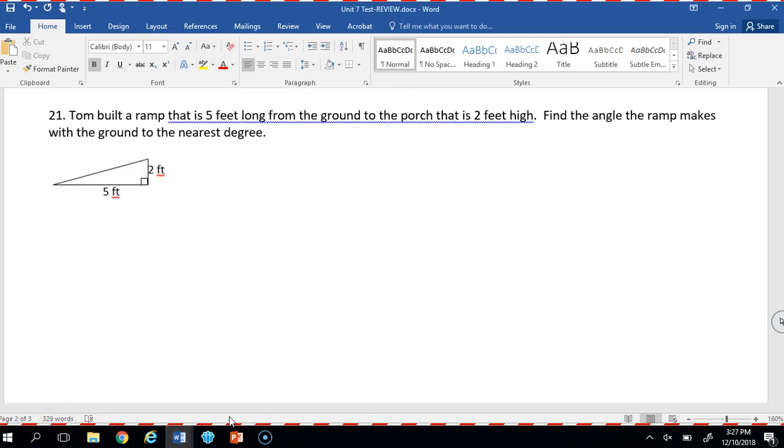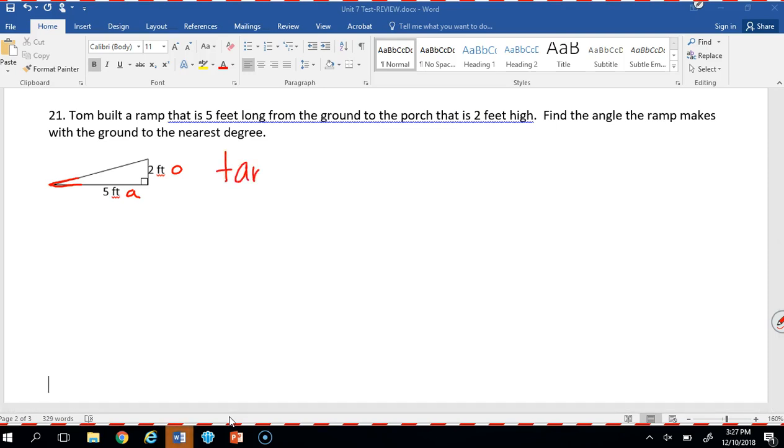Okay, we're on number 21. Tom built a ramp that is 5 feet long from the ground to the porch that is 2 feet high. Find the angle the ramp makes with the ground to the nearest degree. So we have to figure out where the angle is we're looking for. The angle we're looking for is this angle down here. We have to figure out how those two sides relate to that angle. This is opposite and this is adjacent. So what ratio is that? Opposite and adjacent, that's tangent.